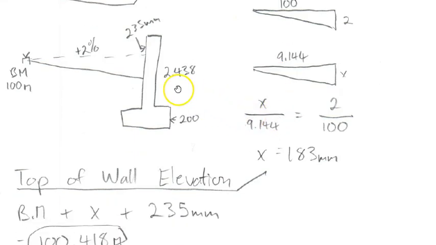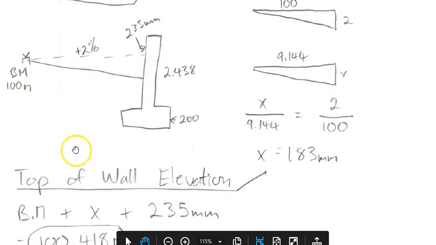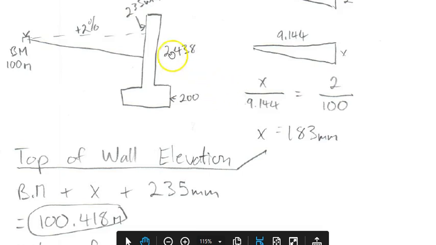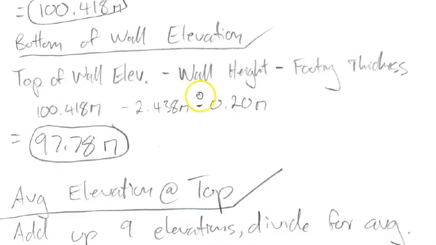Now let's figure out the elevation at the top of the wall. We'll take our benchmark. We're going to add x, which we just found. We're going to add that 235 mil, which would be the left over exposed part of the wall, and we get an elevation of 100.418. Okay, and then our next step from that is to take that elevation and subtract these two out to get our elevation at the bottom of the hole, and it comes out to 97.78.